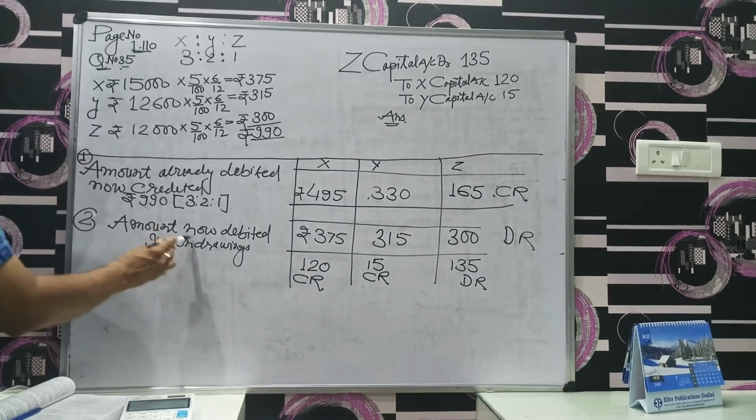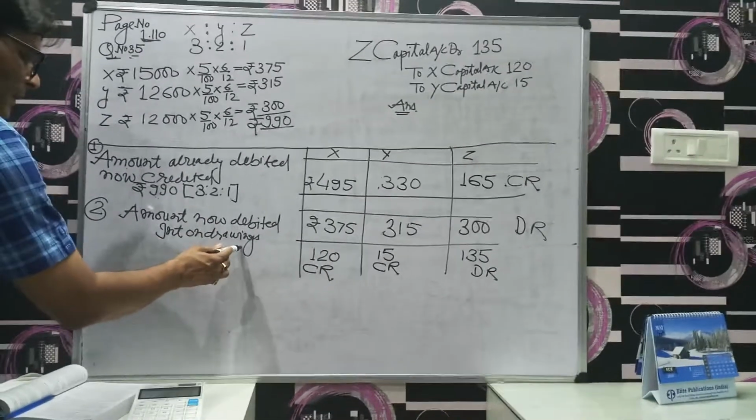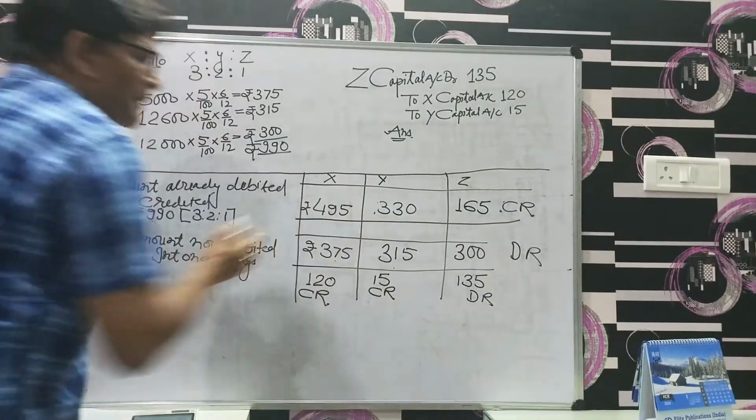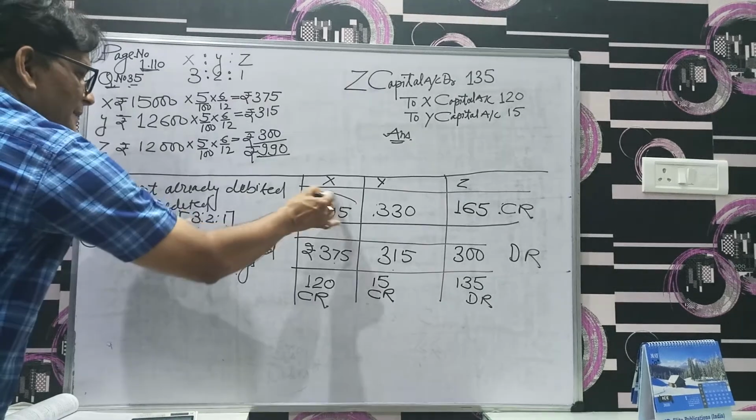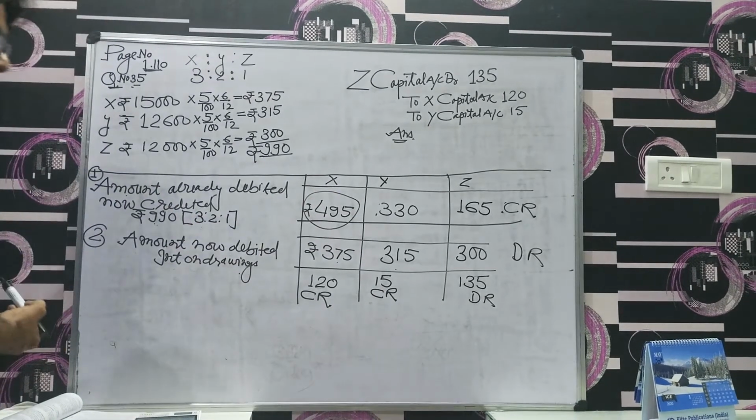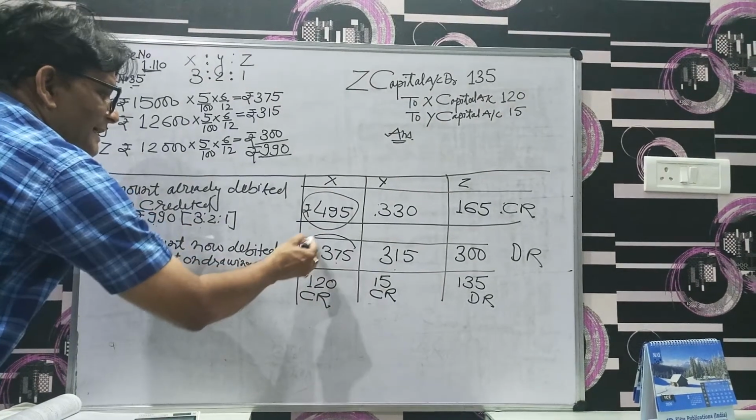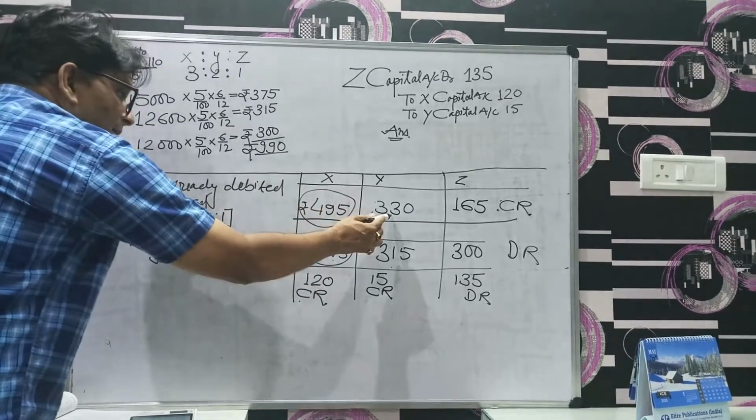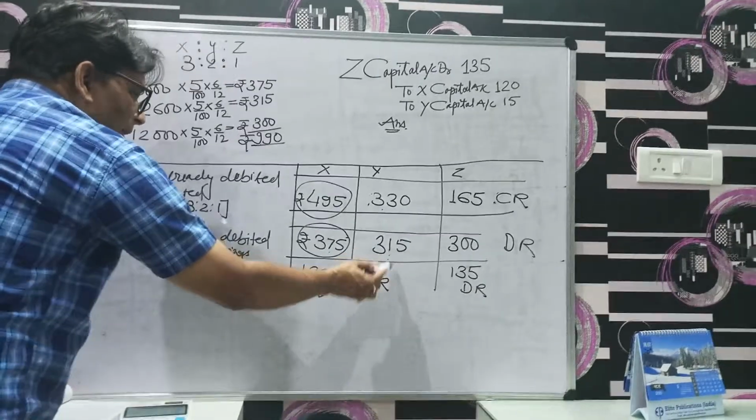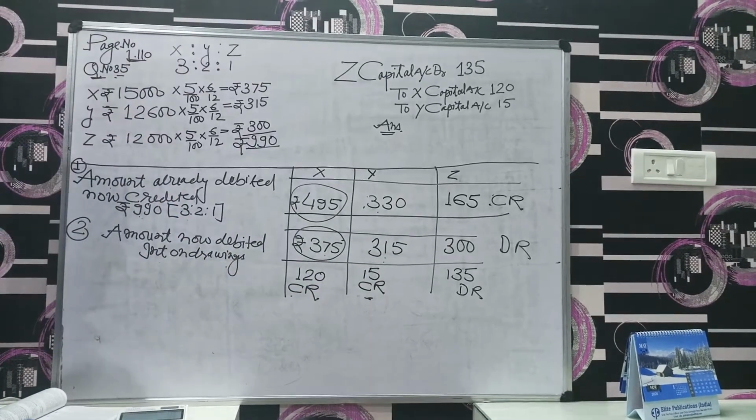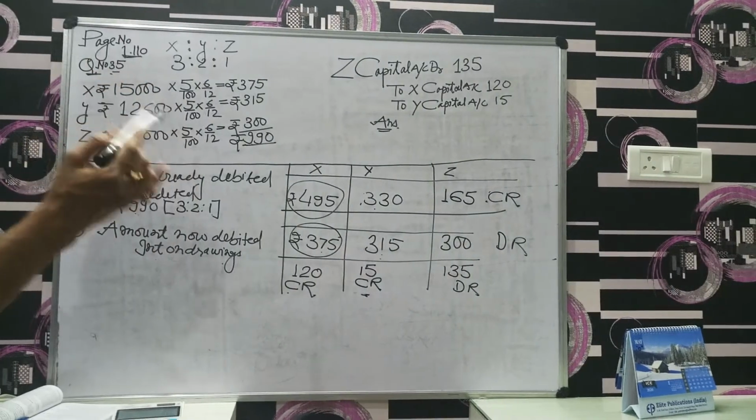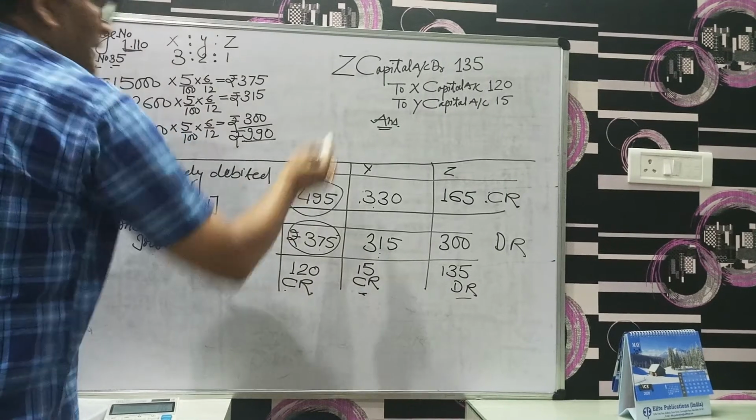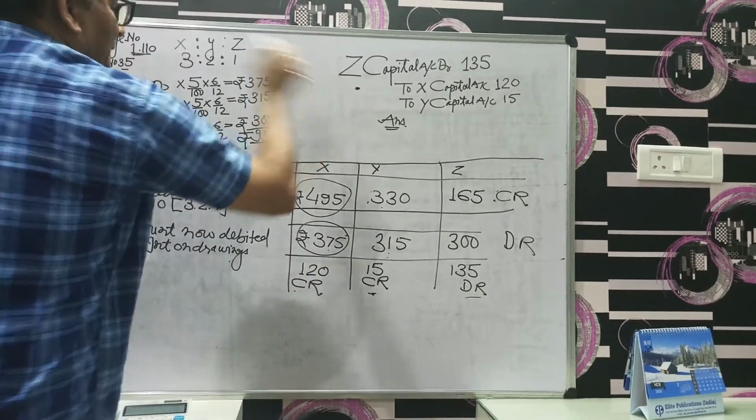So we write the amount now debited. Interest on drawings 375 for X, 315 for Y and 300 for Z. Then we make a comparison. X has credit balance 495 and debit balance 375, so X has a credit balance of 120. Y has 330 credit balance and 315 debit balance, so 15 rupees again credit balance for Y. And Z has 165 for credit and 300 for debit, so 135 would be the debit balance, and we make it. This is your adjusting entry.